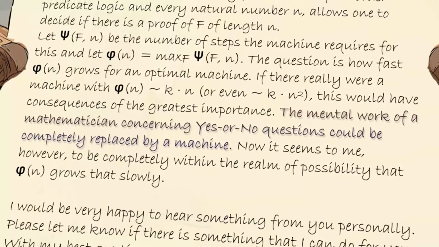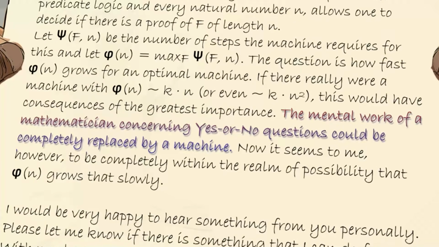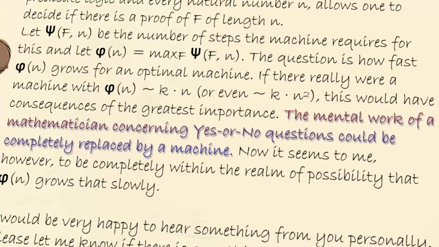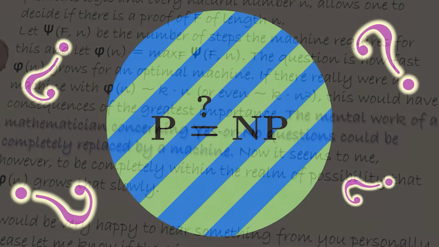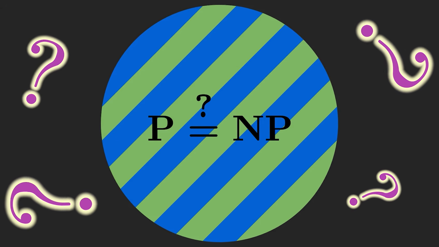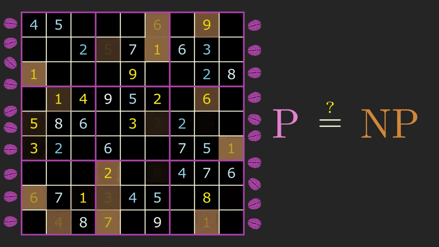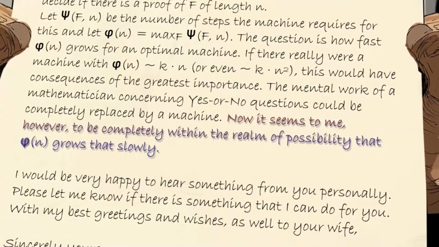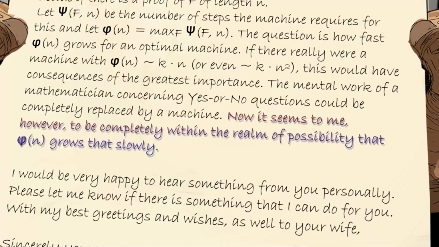If not, as Gödel wrote in his letter, the mental work of a mathematician concerning yes or no questions could be completely replaced by a machine. If P is the same as NP, creativity could be automated. Every proof could, in theory, be found by a sufficiently clever algorithm. And keep in mind, Gödel thought this was a plausible reality.